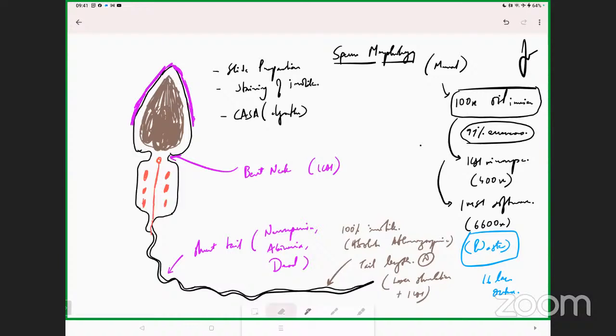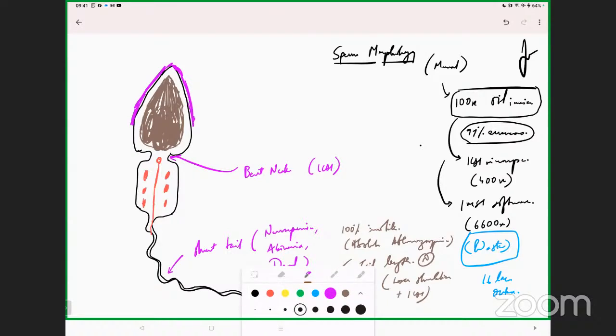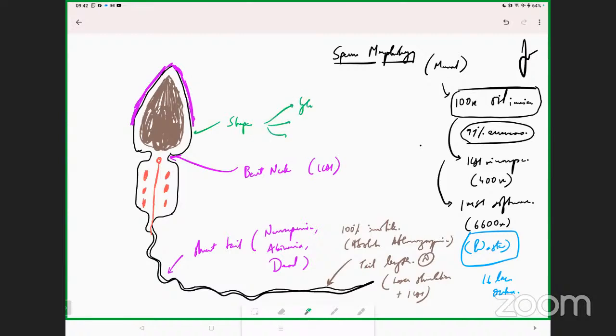Okay, and when you try to look at the head of the sperm, remember one thing. It is the shape of the head which is very, very important. So all the other shapes which are abnormal, okay, globozoospermia, pinheads, it's a very common thing to have pinheads, small heads.